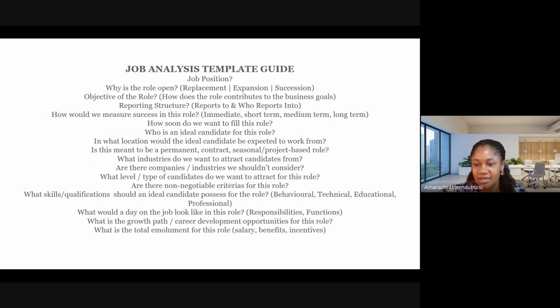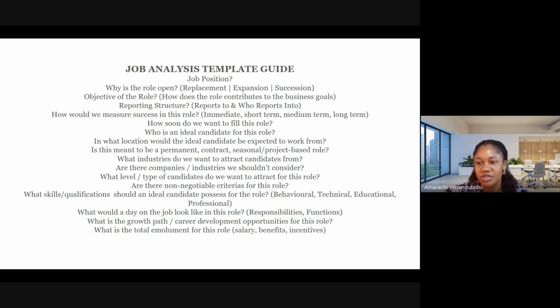Go the extra length to ask, are we filling this role for a replacement purpose? Meaning the person occupying the position probably has just tendered their resignation. Are we filling this role because the business is looking to expand and needs more persons in a particular team or department? Are we filling this role for succession, because we are looking to promote the person currently in that capacity, and we need someone else to fill in the gap when this person moves up the ladder? So help your hiring manager understand whatever questions you're throwing at them.